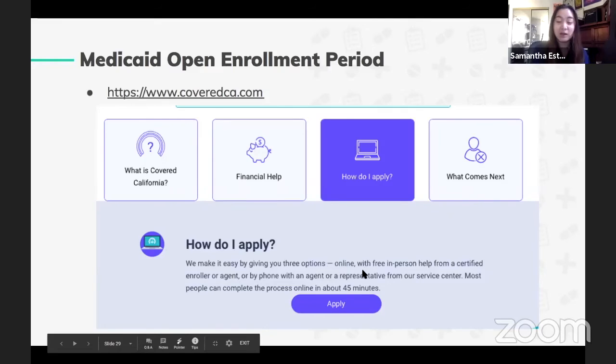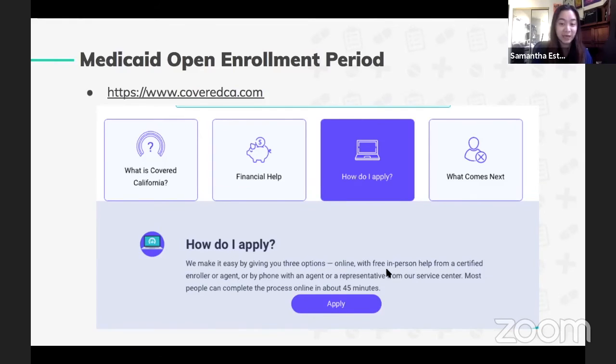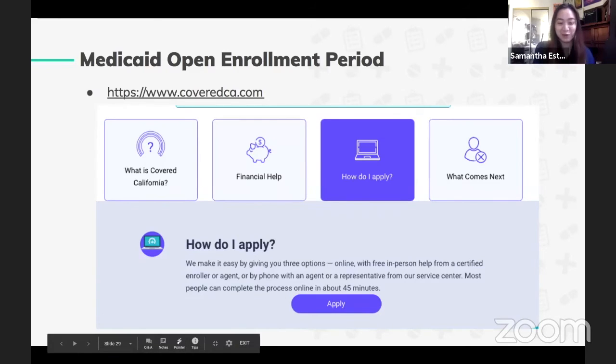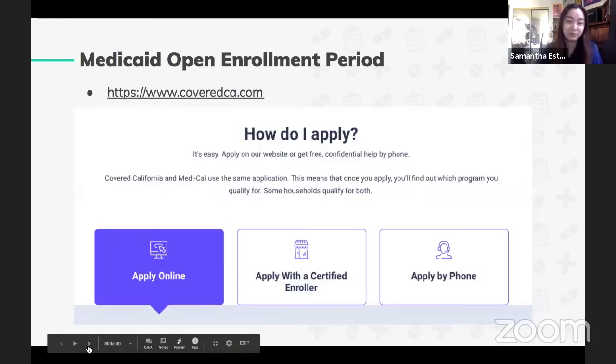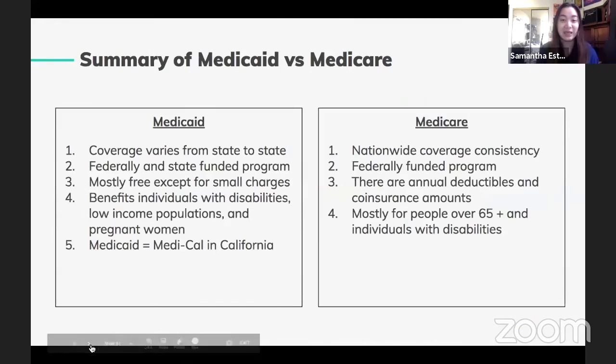Again, you can apply online or with in-person help for free with an agent or through the phone. And it usually takes about 45 minutes to apply. And then once you apply, if you choose online, you just click here, and then it'll give you all the options. So yeah, that's basically it. After that, it'll just ask you all the other questions that you need for enrollment. And now we'll be going to the summary of this.